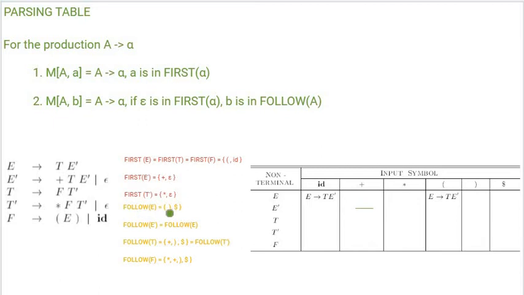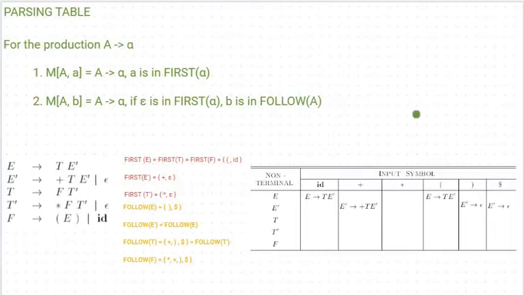Follow of E is nothing but closed bracket and dollar. So in closed bracket and dollar, we have to add the production E dash tends to epsilon. Okay, it is epsilon. Fine, so let us proceed further.